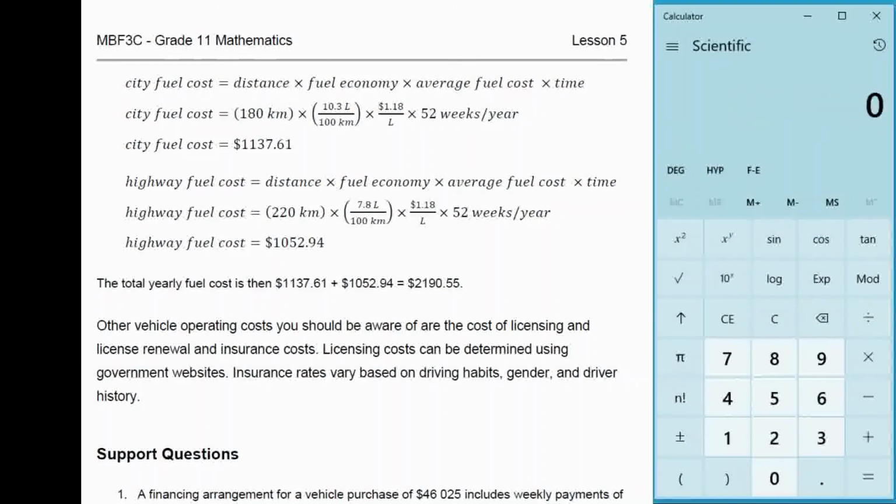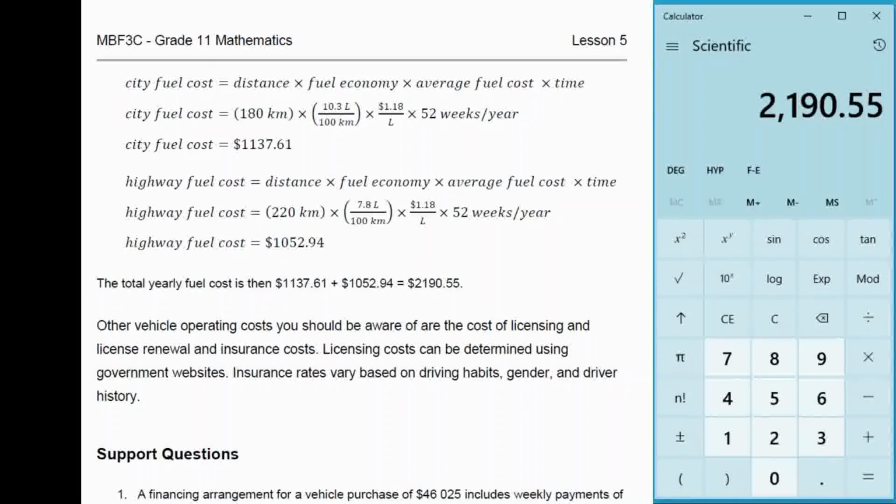For the highway driving, we're driving 220 kilometers each week. It takes 7.8 liters to drive every 100 kilometers. We multiply that by the gas price and by 52 weeks. Our highway fuel cost is going to be $1,052.94. So we just add those two together, 1052.94 plus 1137.61, and we end up with our yearly fuel costs of $2,190.55.